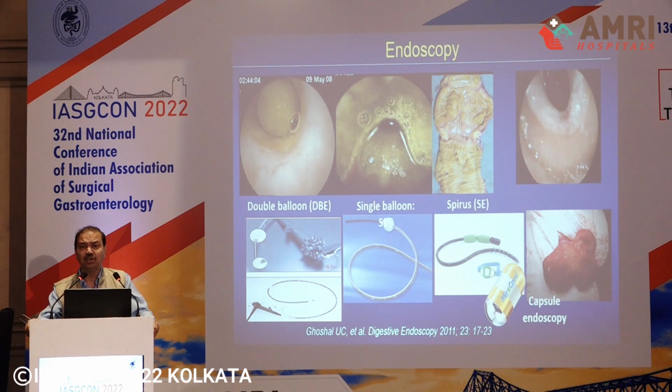But why should enterolith not occur in Crohn's disease? Because Crohn's has more chronic stricture than tuberculosis. And this is a capsule endoscopy demonstration of enterolith in a patient of Crohn's disease.